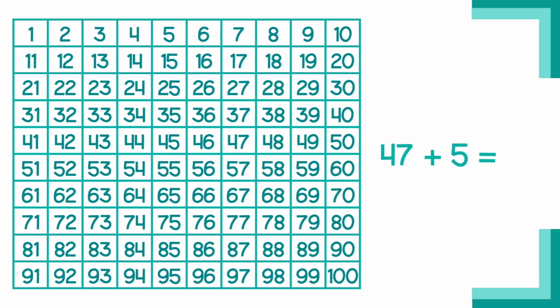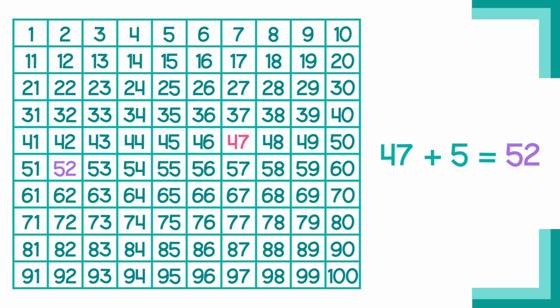Use the 100 chart to find 47 plus 5. Let's start at 47. Here it is. Now let's count on 5 times to add 5. 48, 49, 50. We've only added 3 so far. We need to add 2 more to add 5 in all. Let's move to the next row to keep counting. 51, 52. We landed on 52. So 47 plus 5 equals 52.